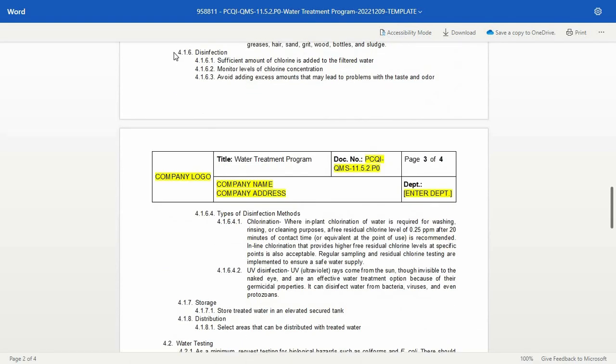Sixth is disinfection. A sufficient amount of chlorine is added to the filtered water. Monitor levels of chlorine concentration. Avoid adding excess amounts that may lead to problems with the taste and odor.